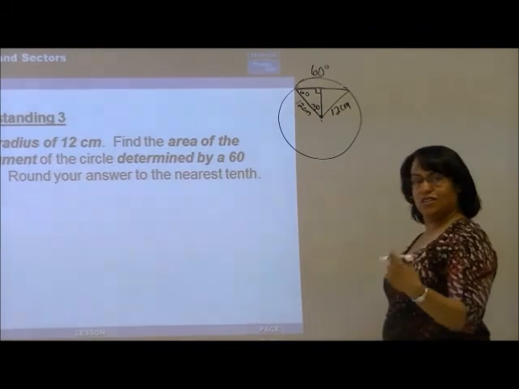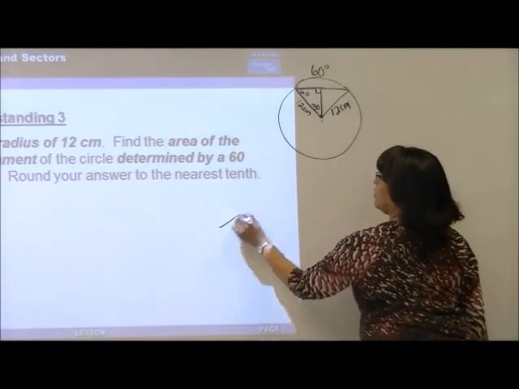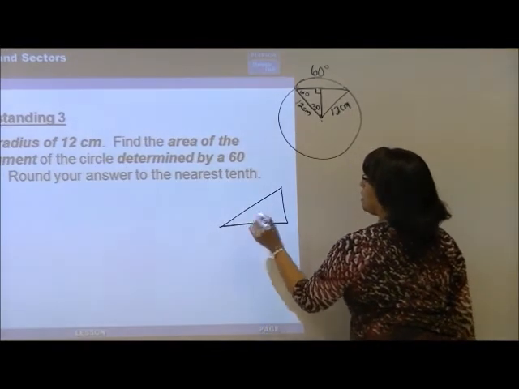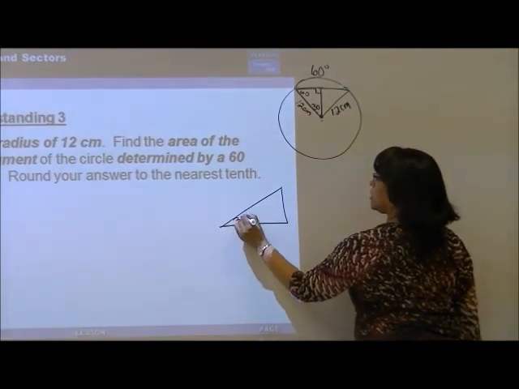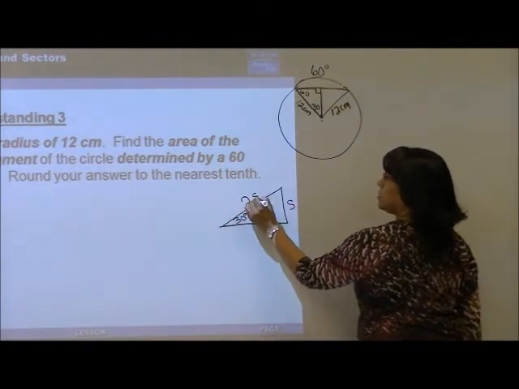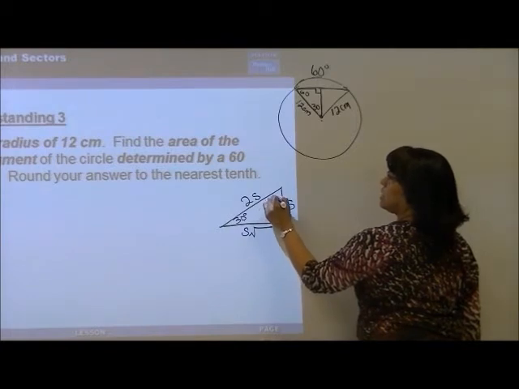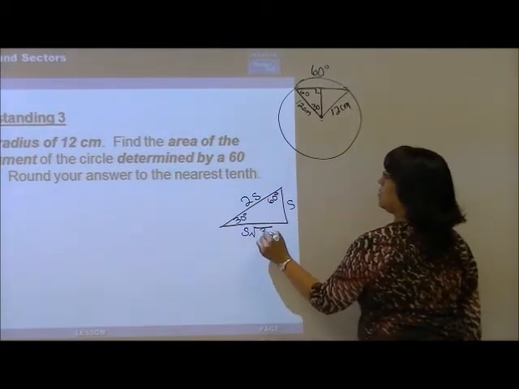So you have to go back to your 30, 60, 90 triangle. I'll draw you a figure right here just to help you remember. Across from your short leg is your 30-degree angle, which is S. Your hypotenuse is 2 times S. And your long leg, which is across from your 60-degree angle, is S square root 3.